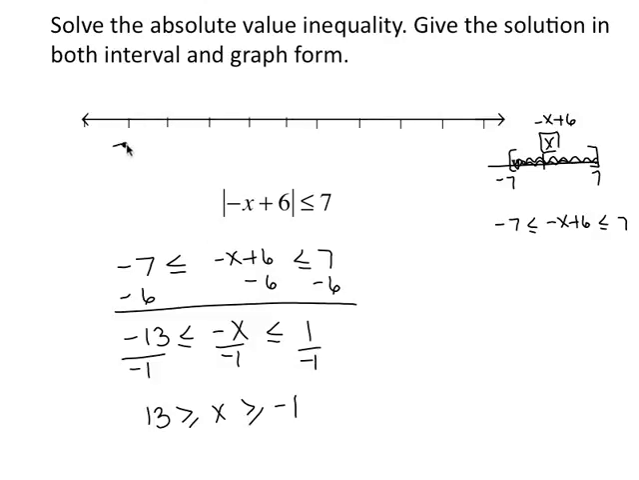So if we put our -1 here, and I don't know if I have enough lines in between here, so we're just going to say that this is equal to 13. x has to be less than or equal to 13, so that means I'm going to shade to the left. And x has to be greater than or equal to -1, so that means I'm going to shade to the right. So it would be all the numbers in between. So the answer for this, in graph form, would be this part, and in interval form, it would be from -1 to +13.